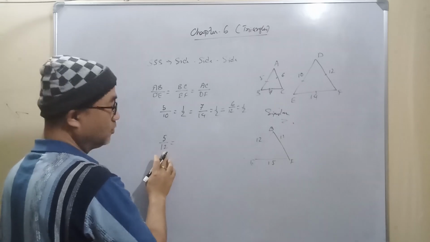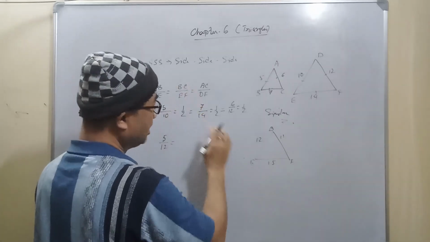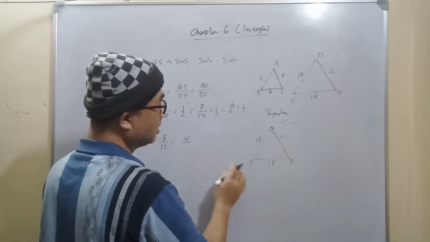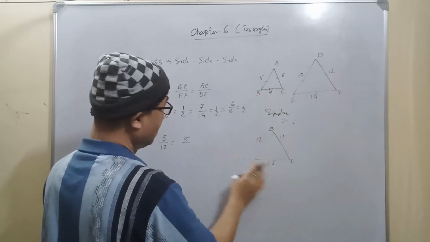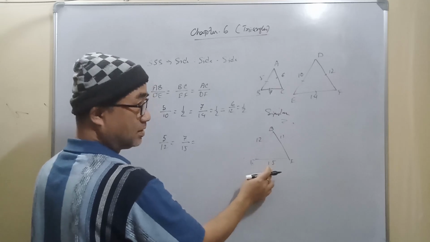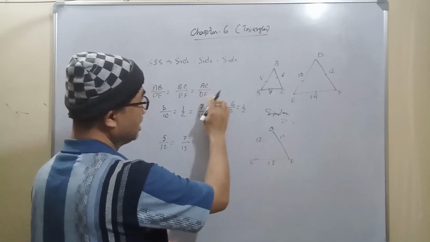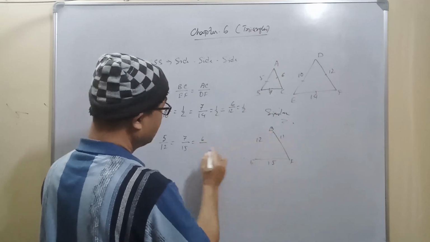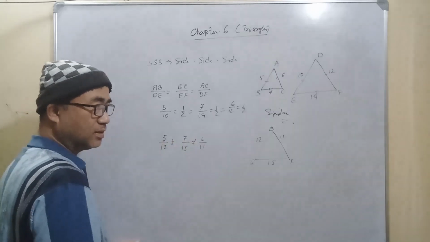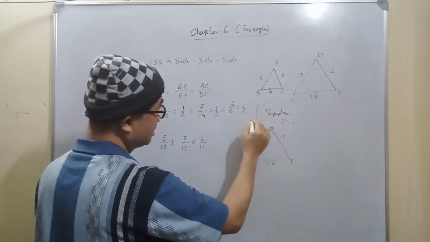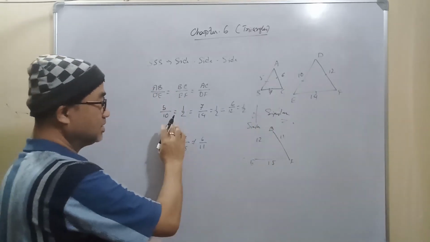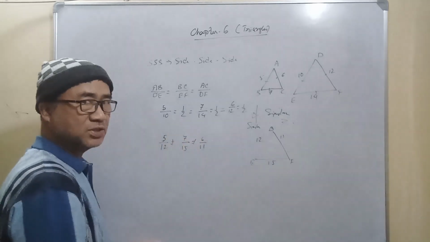Anything here common? No. What is the next one? BC by EF. BC 15 by EF. What is EF? Sorry, BC 7 by 15. 7 by 15 EF. Right? And AC by DF. AC is 6. What is DF? 11. Are they equal? No, they are not equal. If that is the case, they are not similar. They are not similar. Because the ratio should be constant, the same ratio.